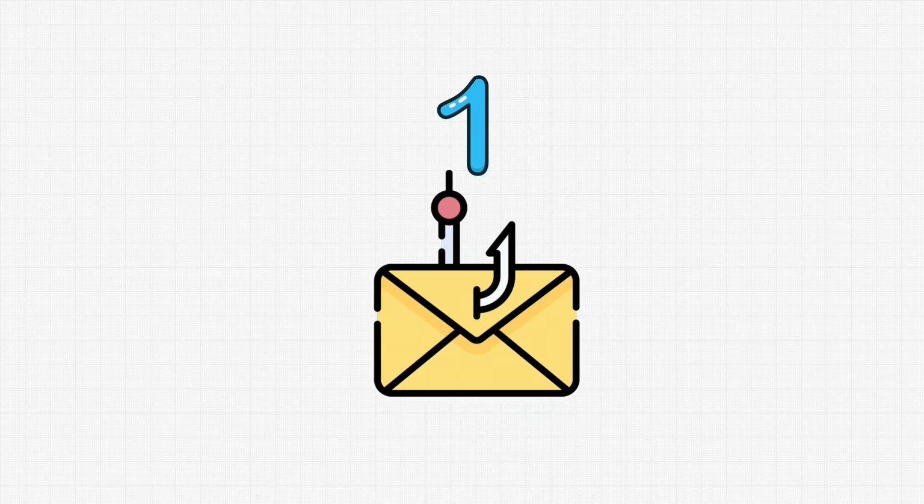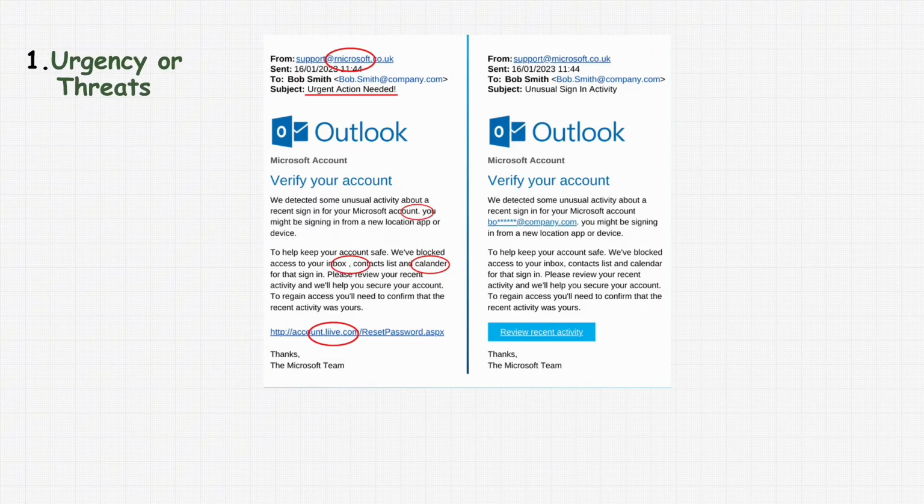We should check for urgency or threats. Phishing emails often create a sense of urgency or fear to prompt immediate action, such as claiming your account will be closed unless you provide personal information. Now, on this slide, we can see an example of a phishing email and a real email on the right. And now we're going to check the differences between these two.